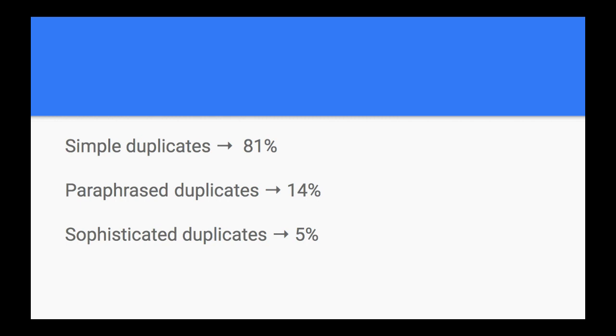The first one is simple duplicate. It basically differs by maybe one or two words. It's very syntactically similar, and definitely also semantically similar. Another one is paraphrase duplicate. They are the same questions, but paraphrased a lot. Only 14% of the questions are of this kind. And the last one is the most difficult duplicate. It's very sophisticated. They mean the same thing, they are the same questions, but they just look so different. And only 5% of duplicates are in this category.